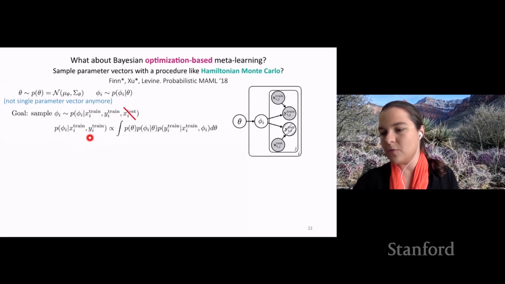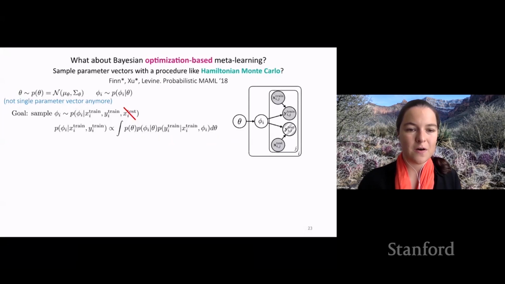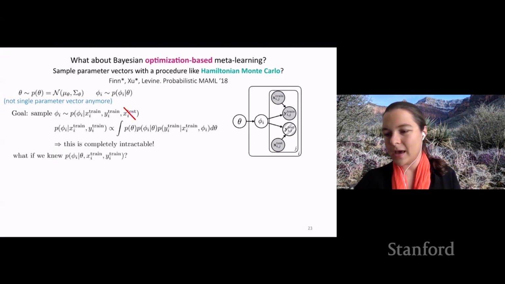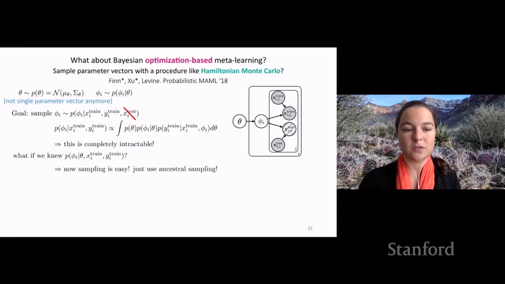If we want to approximate this, you get a pretty intractable integral over all possible parameters theta, which is not something that we want to try to approximate. The intuition behind this approach is that if we knew P of phi given theta, X train and Y train for a single sample from P of theta, then things get a lot easier. If we knew what this was, then we can just use ancestral sampling to first sample from P of theta, and then sample from this distribution.